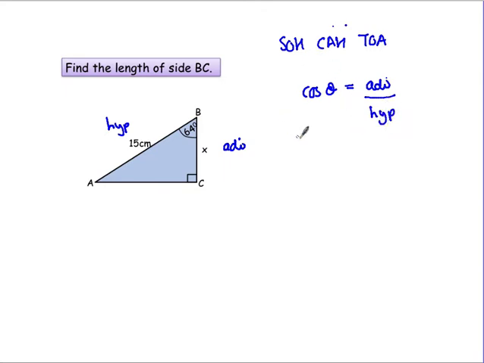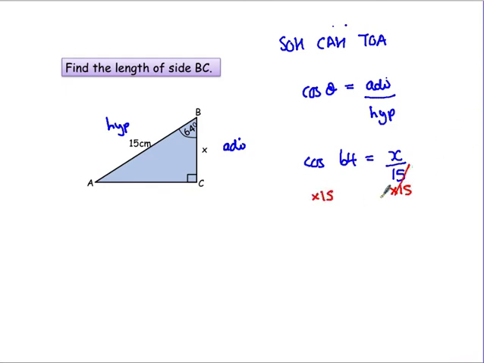And now I'm just going to put my numbers in. So the cosine of the angle, which I know here is 64, equals the adjacent, which is just x, divided by the hypotenuse, which I know is 15. So from there, to work out the value of x, I need to get rid of the divide by 15. So I'm just going to multiply both sides by 15.